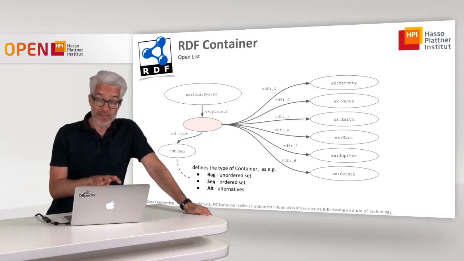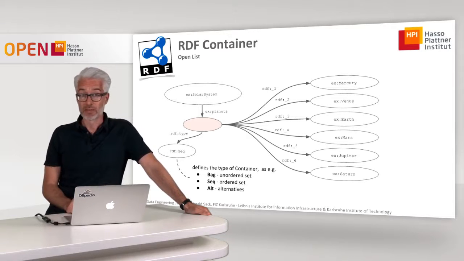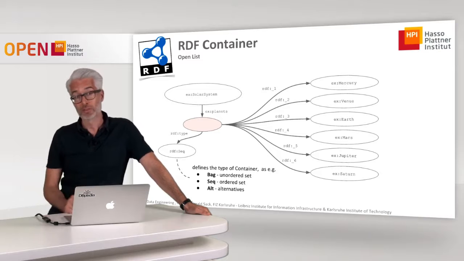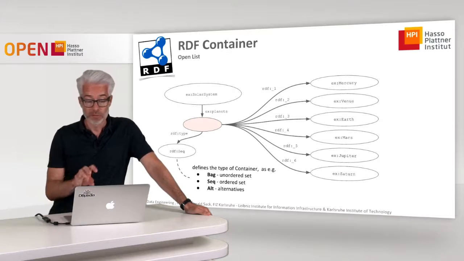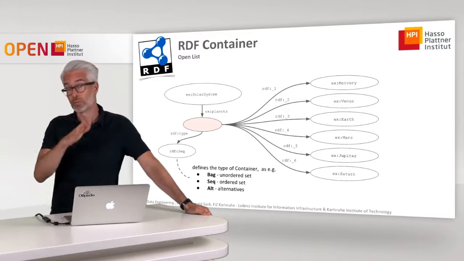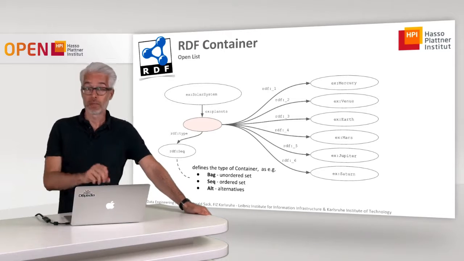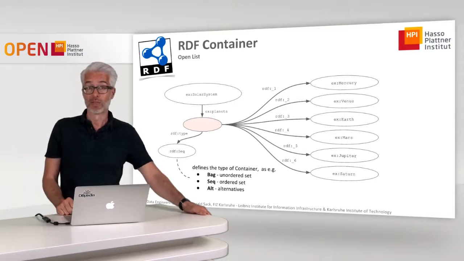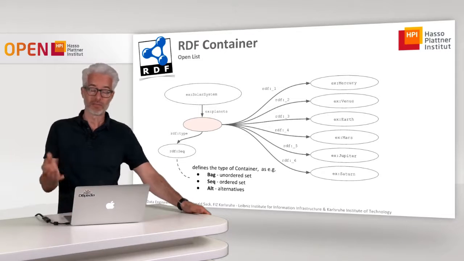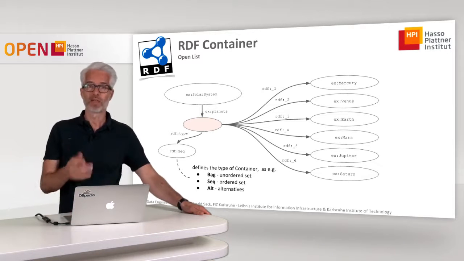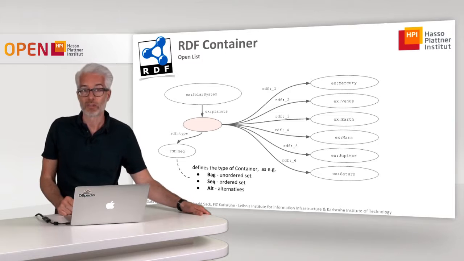If the order of the set is somehow of significance, you can order it, of course, according to the numbers you see here with _1, _2, and so on and so on. Here for the planets, for example, it's important to put them in the right order, starting from the sun, for example. And here you have a sequential container. So you define the container to be of type rdf:Seq, which means sequential.